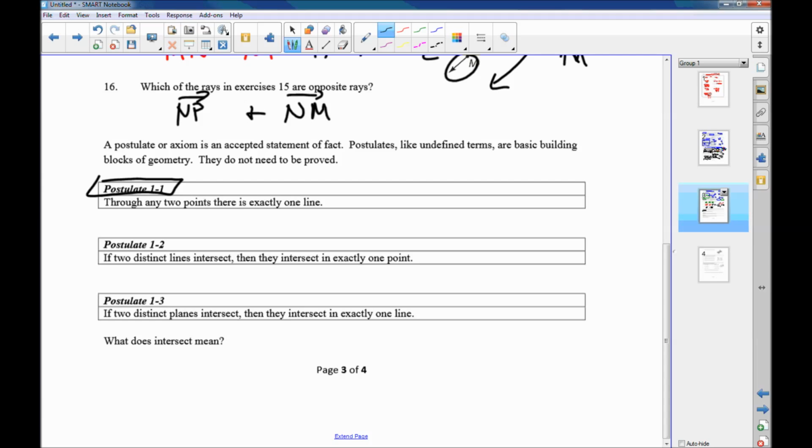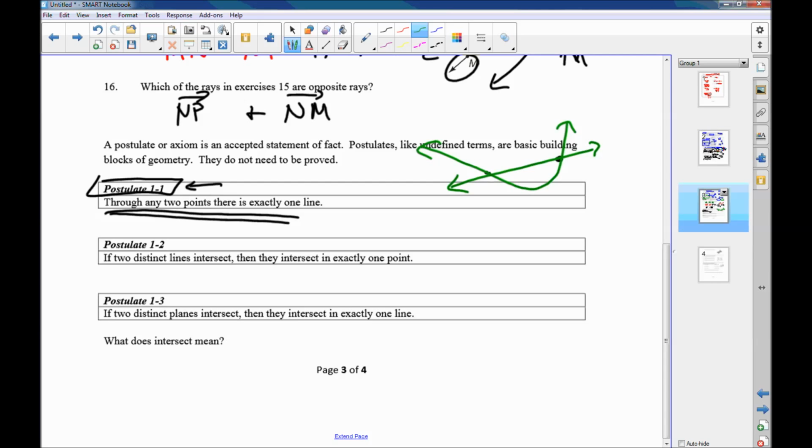So postulate 1-1, and we're not going to memorize them by 1-1. We're going to memorize them by what they say. Through any 2 points, there's exactly one line. Okay, that makes sense. If I draw 2 points, there's only one way to draw a line that passes through both of them. I can't make my line go like this. Otherwise, it's no longer a line, it's a curve.